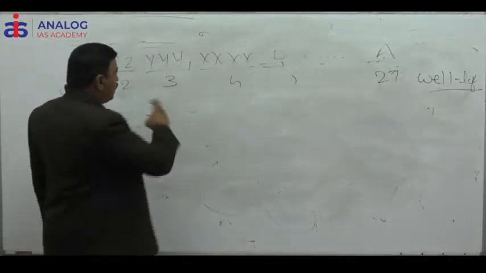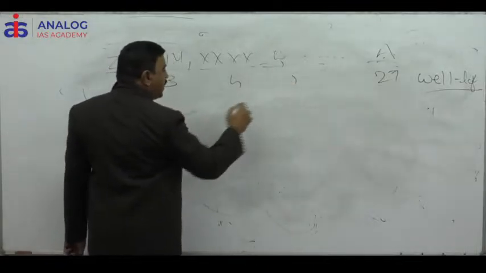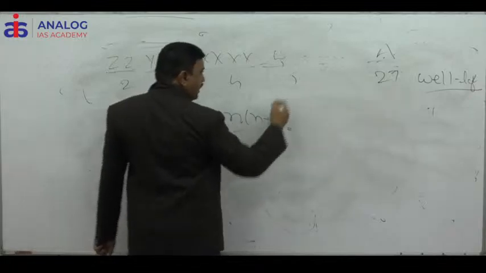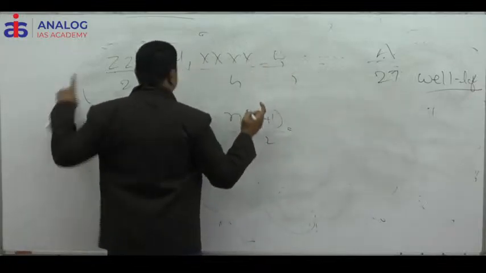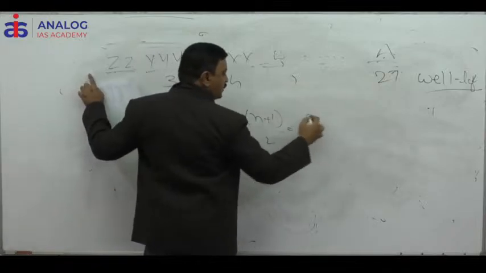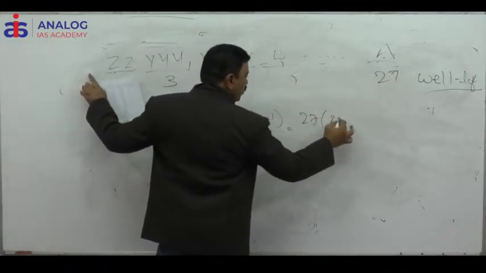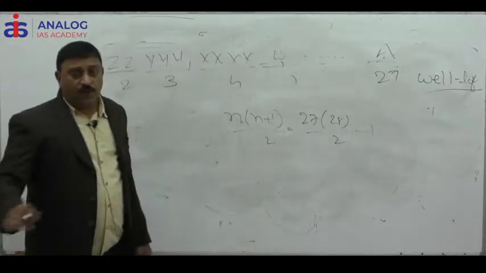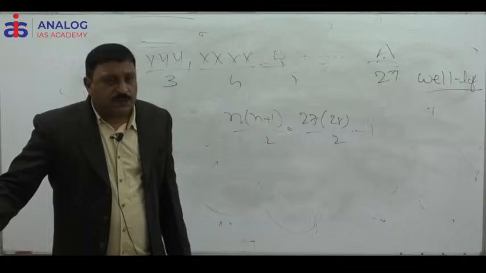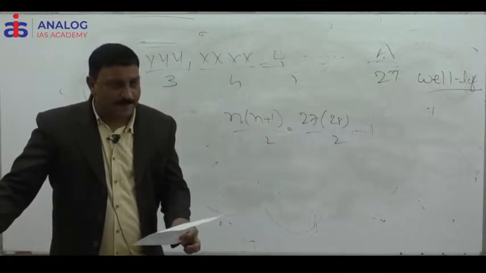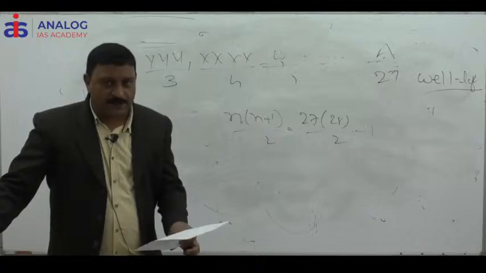That means almost 2 plus 27, that is n into n plus 1 by 2. Here n is how much? There is one extra, so we'll remove that one: 27 into 28 by 2 minus 1. If you do that one, you get the middle term. So never try these types of questions. Never try these types of questions.